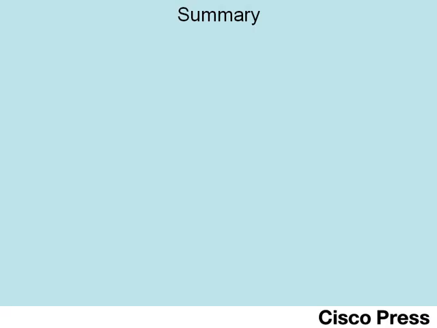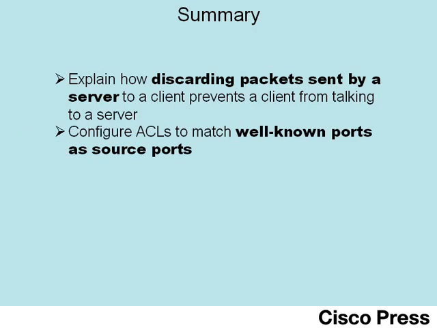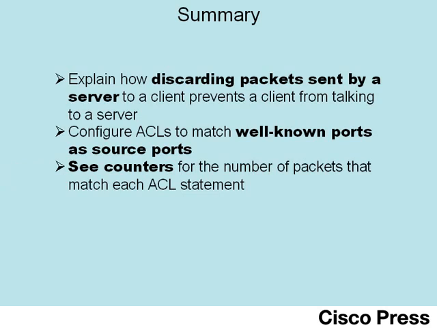This concludes ICND2 Lab 11. In this lab, you've heard an explanation of how to discard packets sent by a server in order to prevent clients from connecting to those servers. You've seen how to configure access lists to match well-known ports as the source port number, and you've seen how to view counters that show you how many packets have matched each line in a particular access list. The counters are particularly important for both troubleshooting and for monitoring for security threats.